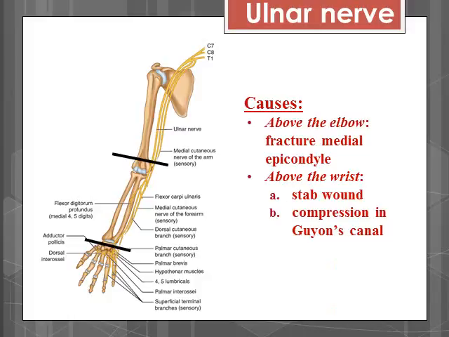Injury of the ulnar nerve occurs at two levels, either above the elbow due to fracture of the medial epicondyle, along its way on the posterior aspect of the medial epicondyle, or above the wrist through stab wound or through compression of the ulnar nerve on its way through the Guyon's canal.